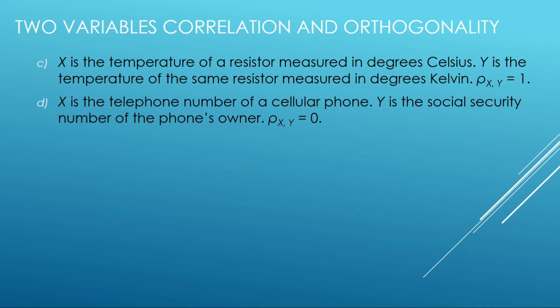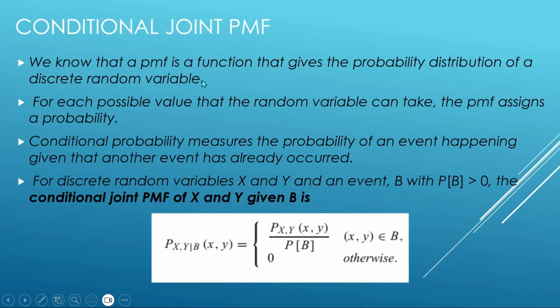So in this case, the rho is equal to 0. Now we look at conditional joint PMF, probability mass function. What is PMF? First, we'll revise a little bit about PMF. We know that a PMF is a function that gives the probability distribution of a discrete random variable. For each possible value that random variable can take, the PMF assigns the probability.